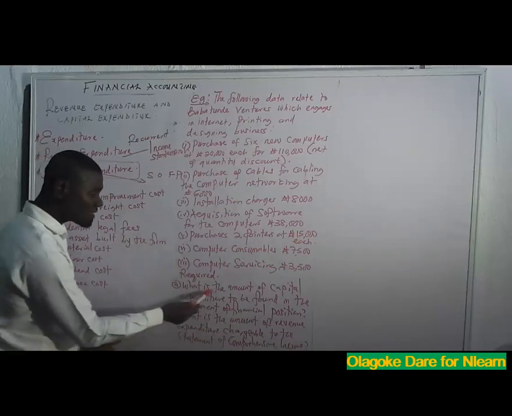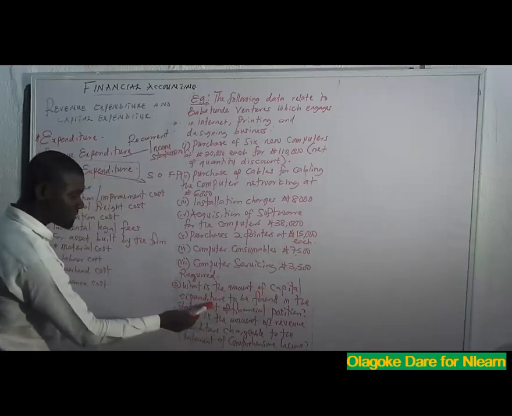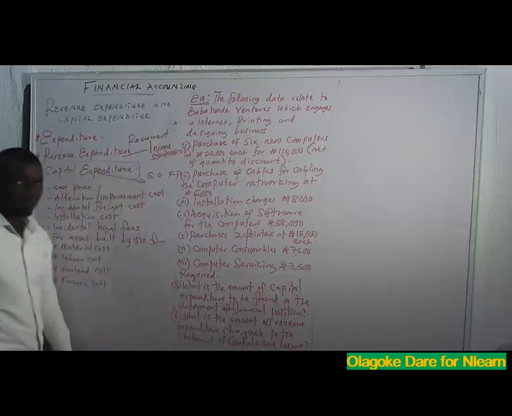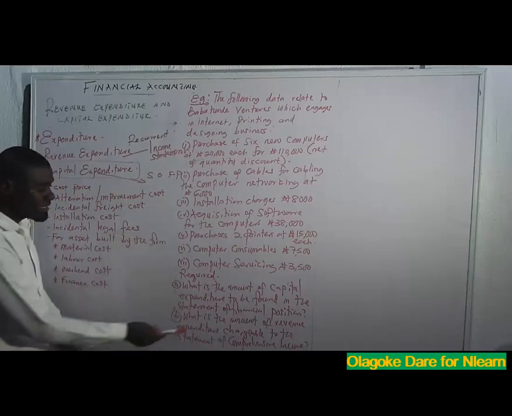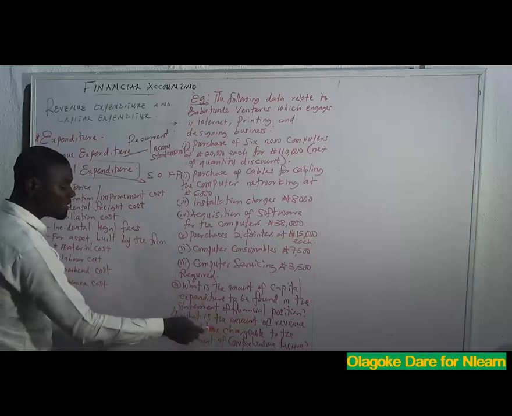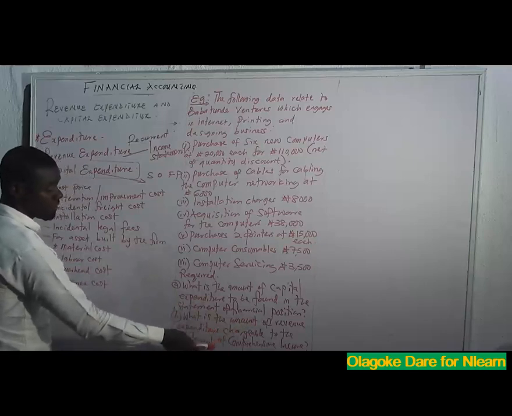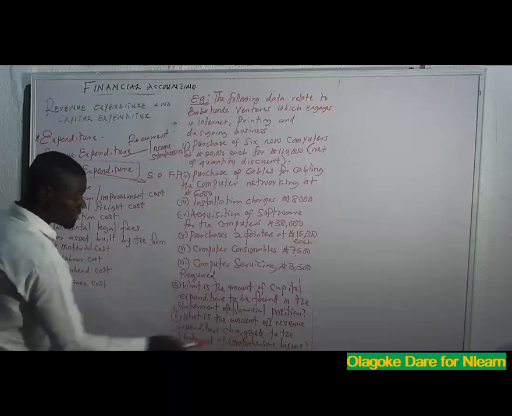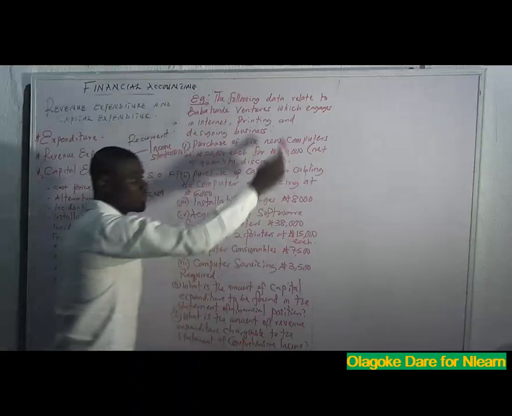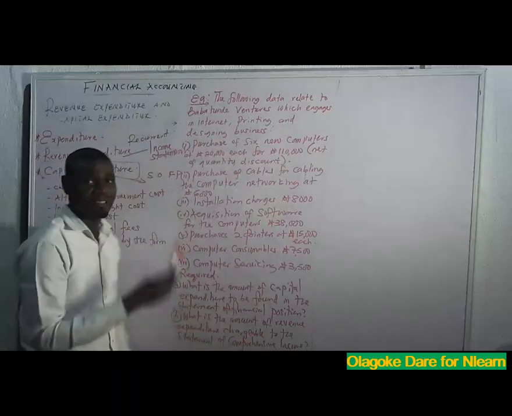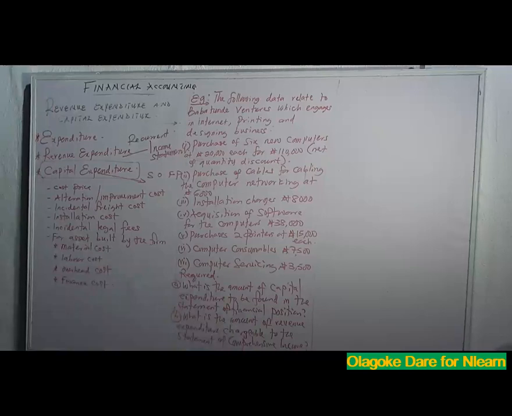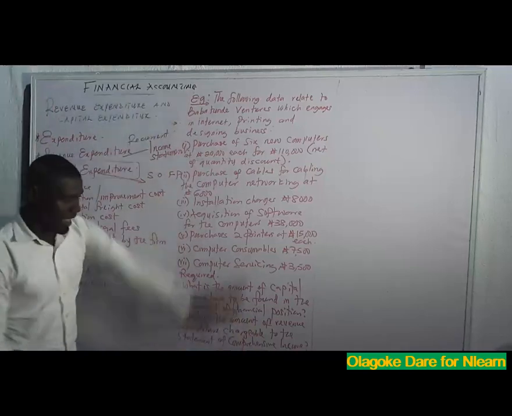You are required: what is the amount of capital expenditure to be found in the statement of financial position? Then the other one: what is the amount of revenue expenditure chargeable to the statement of comprehensive income? So we shall give solution to all this based on this understanding. Now let's look at how to solve.